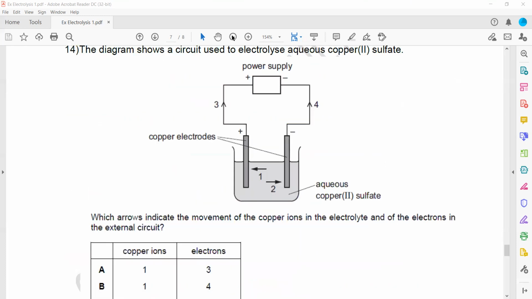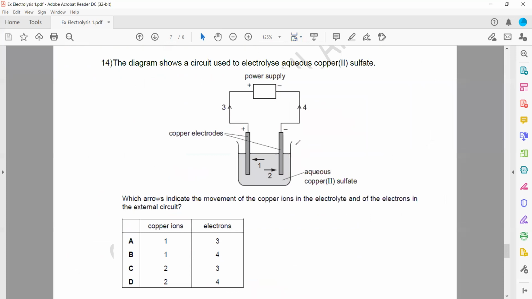The diagram shows a circuit of electrolysis. The copper ions are positive, so they will be attracted. Electrons are coming out from the negative terminal towards the cathode, and electrons move out from the anode towards the positive terminal. So copper ions are positive ions, so they are attracted towards the cathode. So 2 is representing the movement of the copper ion, and 3 is representing the movement of electrons. So C will be the right answer.